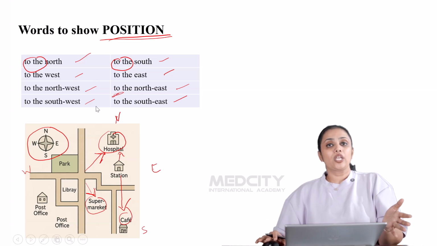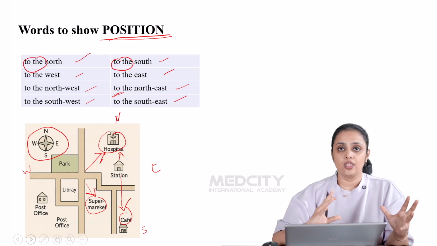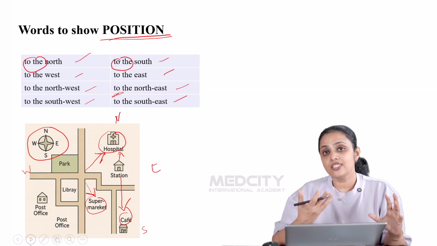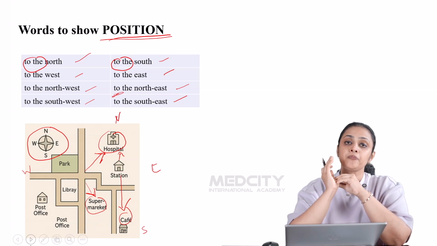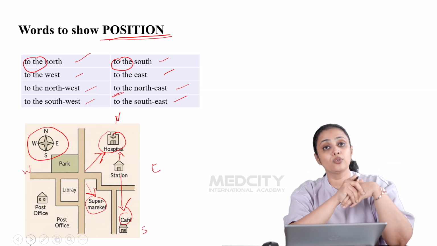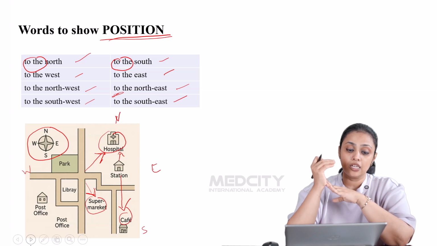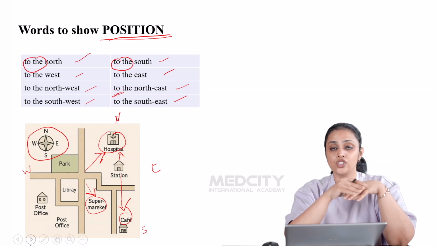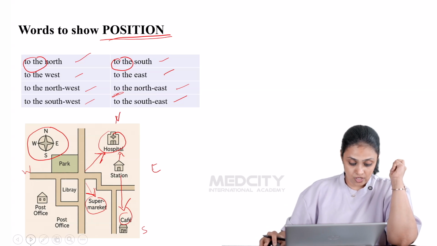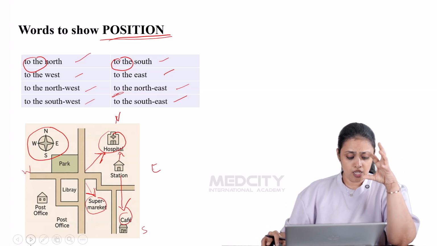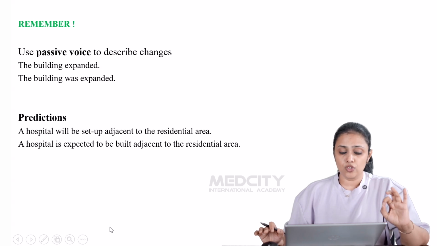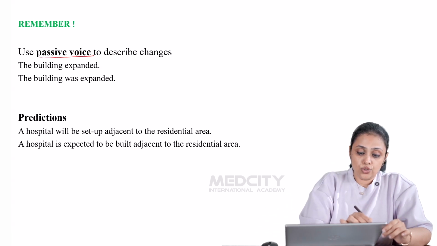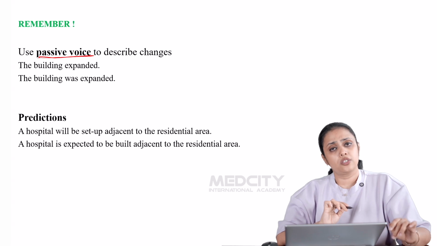Now we have covered the vocabulary that can be used in different situations when it comes to map questions. First, we saw words that can be used with changes. Then we saw words that can be used with location. Then we saw words that can be used with position. So we have covered almost all the areas. And before winding up, one more thing that you need to remember is that while writing reports for maps, you always need to use passive voice to describe changes.